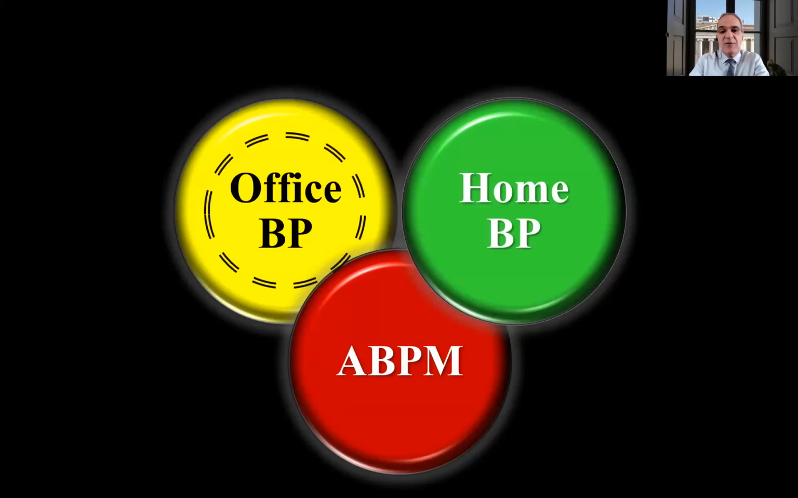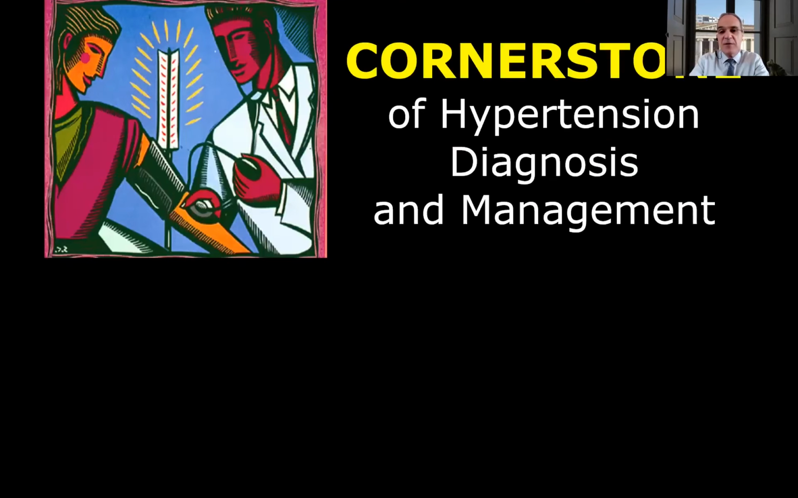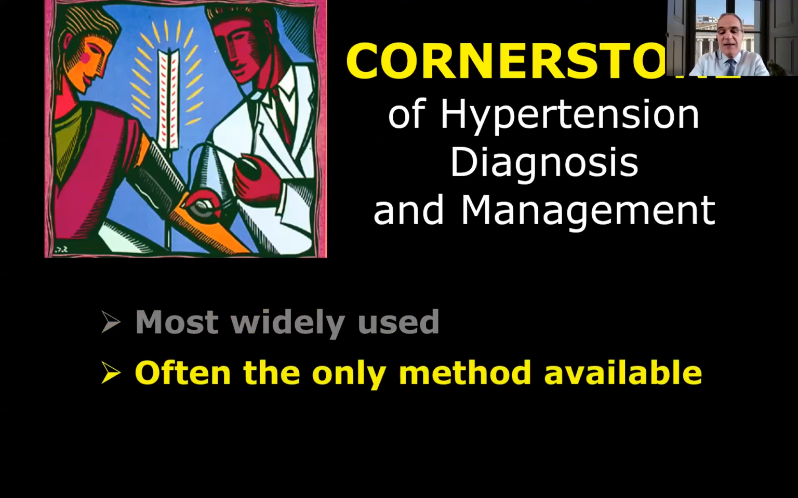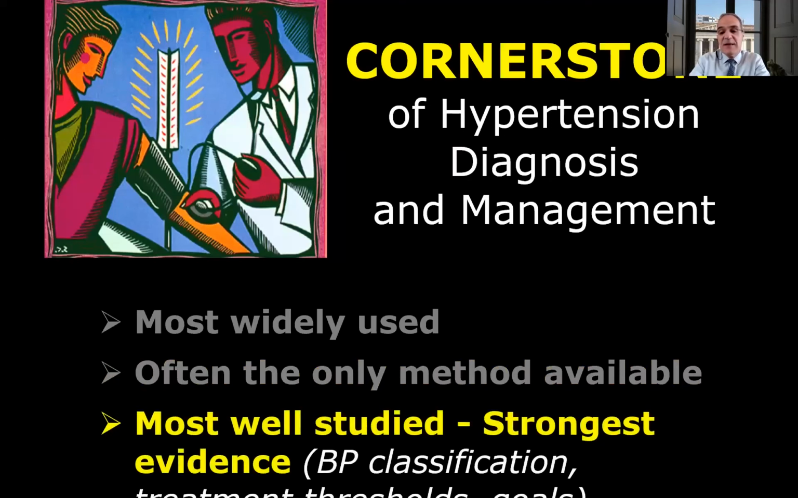These are the methods I'm going to talk about today. And let's start with office blood pressure, which is regarded as a cornerstone for diagnosing and managing hypertension. And this is because it is everywhere. It's widely used everywhere. We have to accept that in many cases, it is the only method that the physician has to make decisions. It is the most well-studied. The blood pressure classification, the thresholds for treatment initiation, the goals of therapy, all these have been largely based on data from office blood pressure measurement.